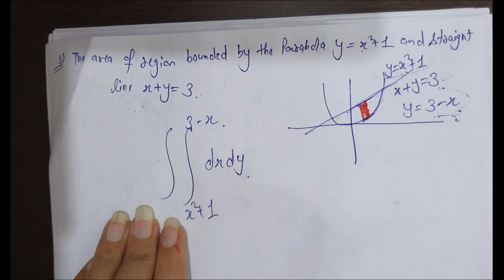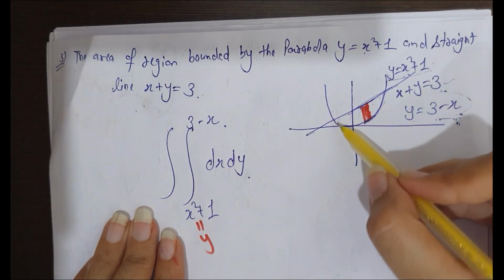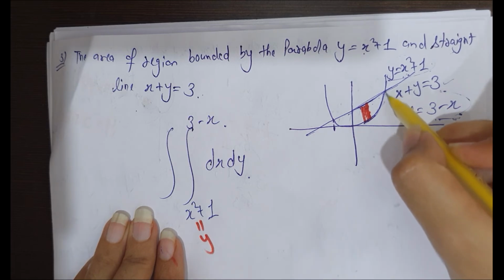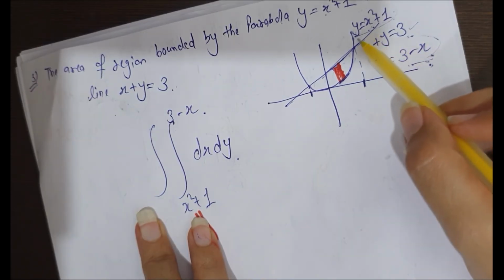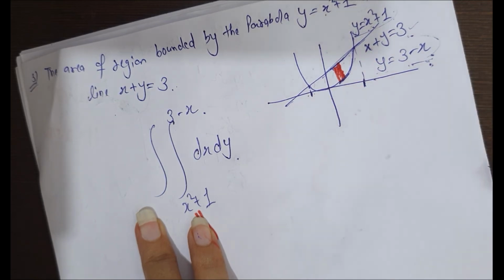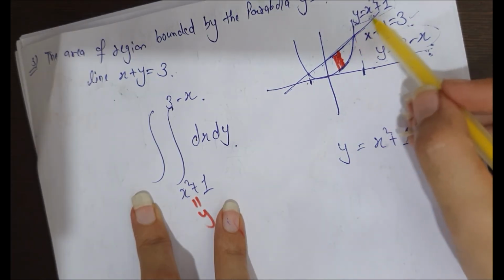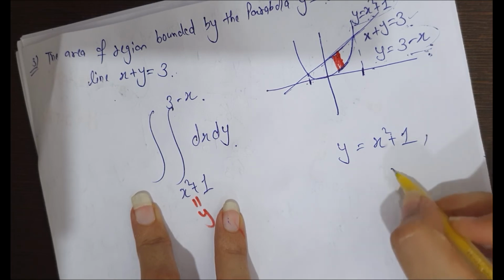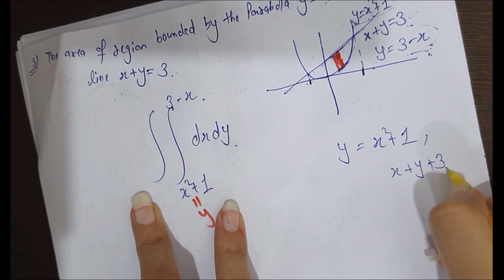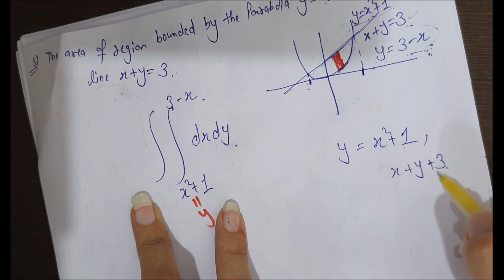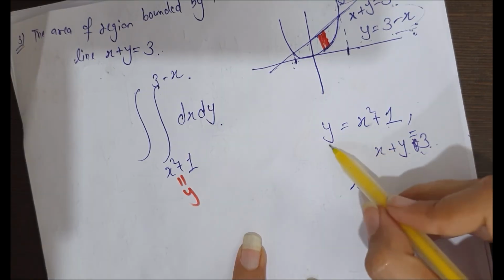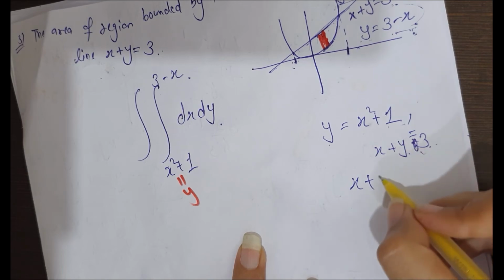Now it's time for the limits of x. For finding the x limit, we have to find this value. I told you in my previous lecture of area of curve how we can find the value of x and y. I tell you again. The equation of the parabola is this and the equation of the line is this. We have to find the value of x. So put the value of y from one equation into the other equation. Substitute the value of y from this equation into this.